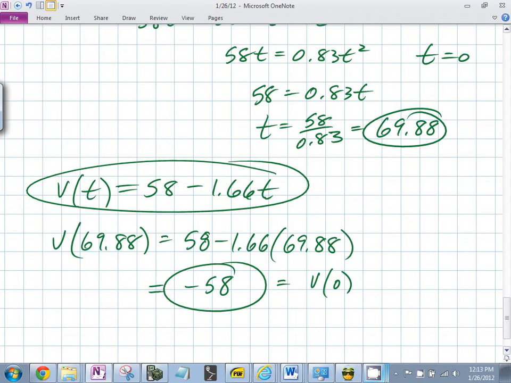So if I throw a ball up in the air at a certain velocity, what's its velocity when it hits the ground? The same. What is the exception to that rule?